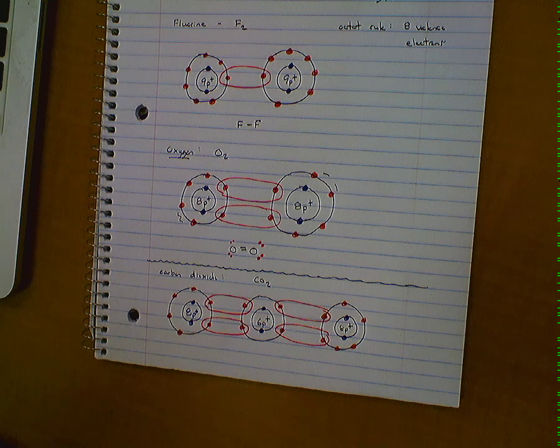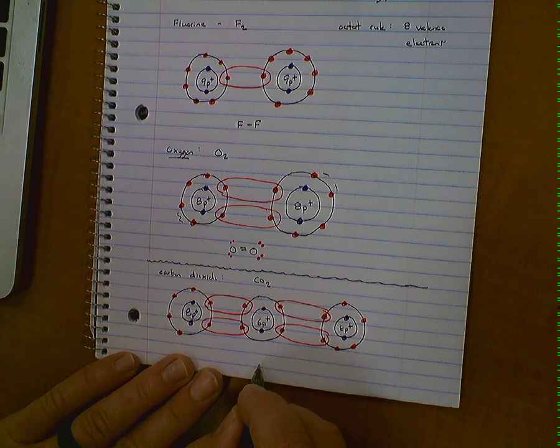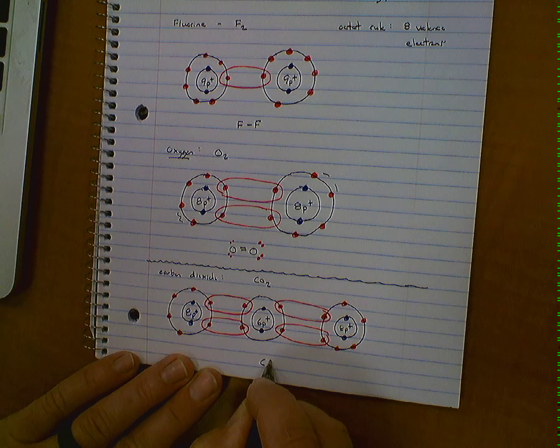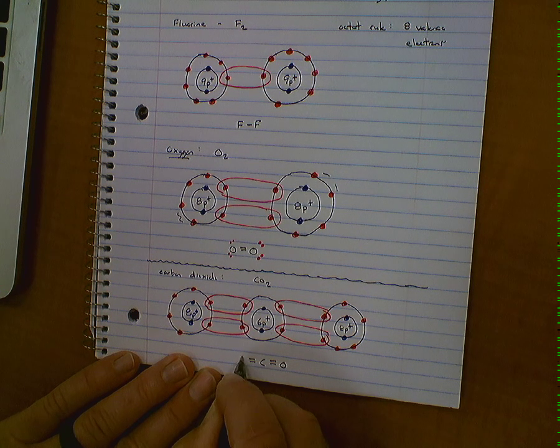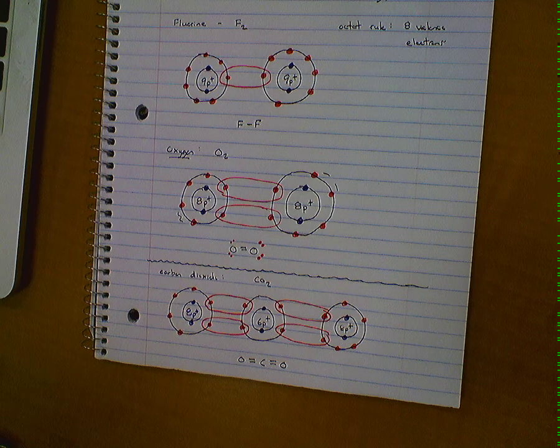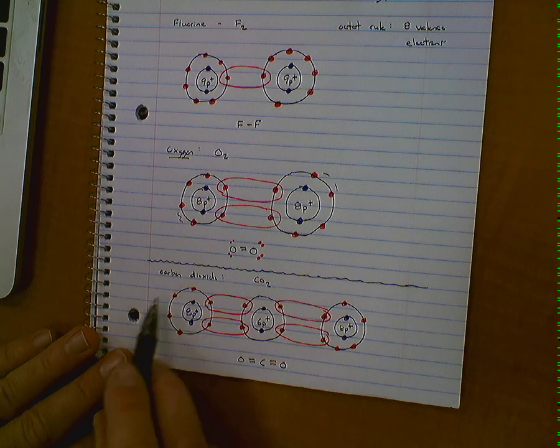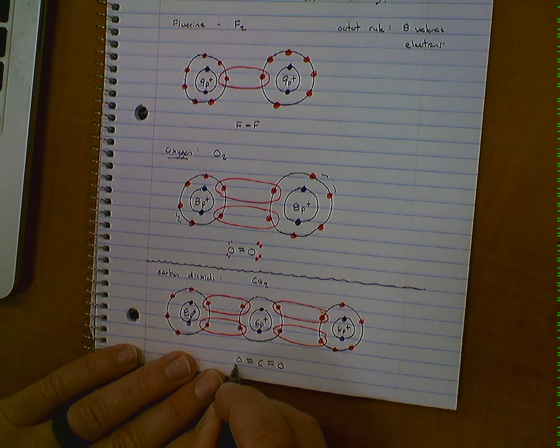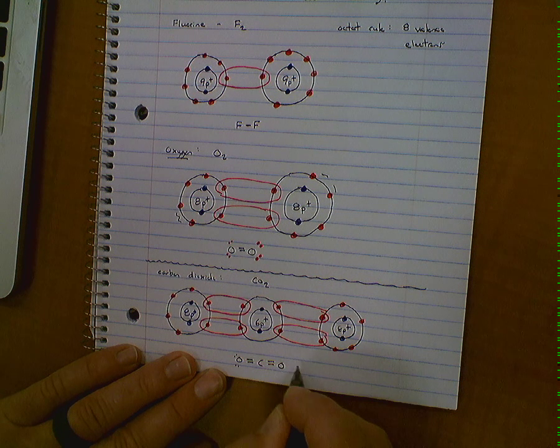In terms of symbols, which we'll work on a little bit later, this looks kind of like this. C double bonded to O this way, and C double bonded to O this way. We can also represent the other 4 electrons on each oxygen, kind of like this.